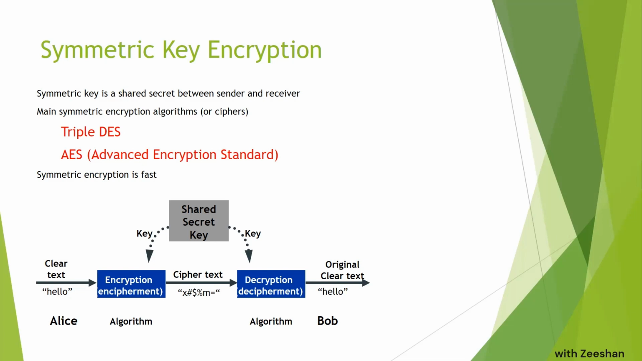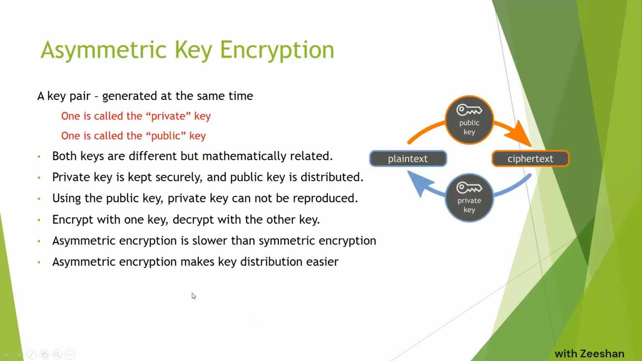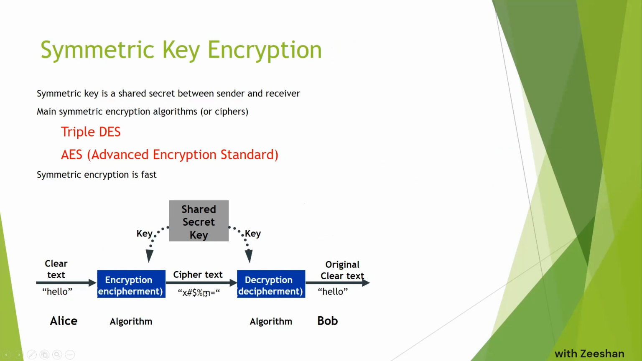It is very fast. Let's say clear text was hello, encryption is applied. This is the encrypted data. The receiver has received the data and has applied the same key, and he has the actual text available now, hello. And the beauty of symmetric key encryption is that encryption and decryption are very, very fast, but it has a challenge.